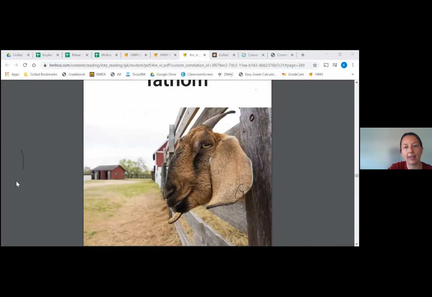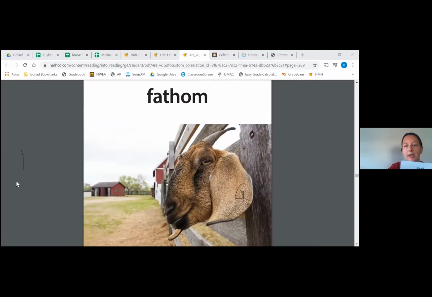Our next word is fathom. What do we see in this picture? I see a goat with its head stuck in a fence. Goat with its head stuck. We do that often. Okay, the sentence is Roberto could not fathom how the goat got stuck in the fence. He could not fathom. Understand. Right, so he could not understand. So if you fathom something, you understand it. So does everybody fathom their poem?